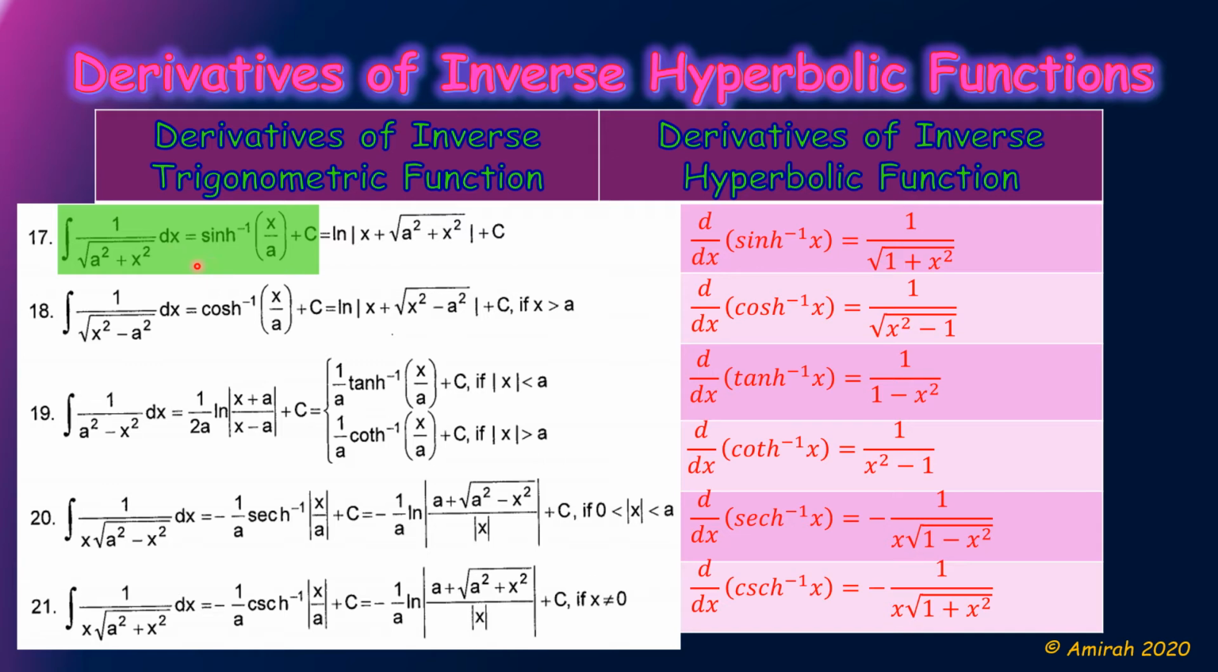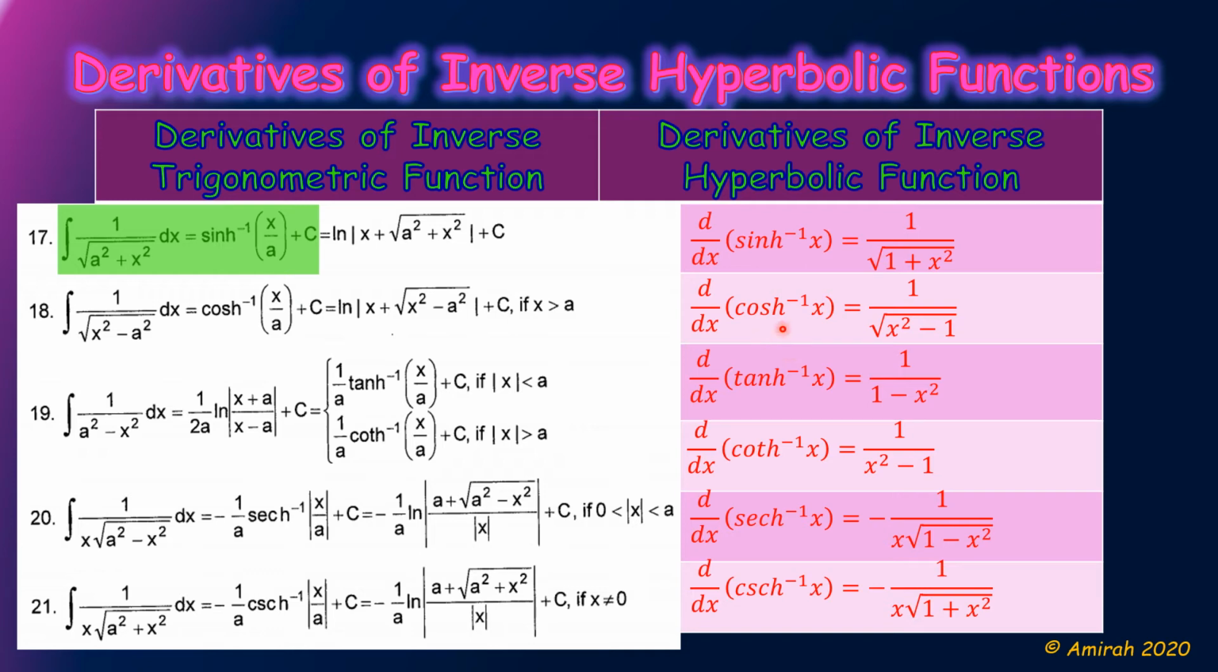When we integrate 1 over square root of a squared plus x squared, the answer is inverse sinh x over a. We just replace a by 1, so we have x over 1, which is x only. That means when we differentiate inverse sinh x, it becomes 1 over square root of, we replace a by 1, so 1 plus x squared here.